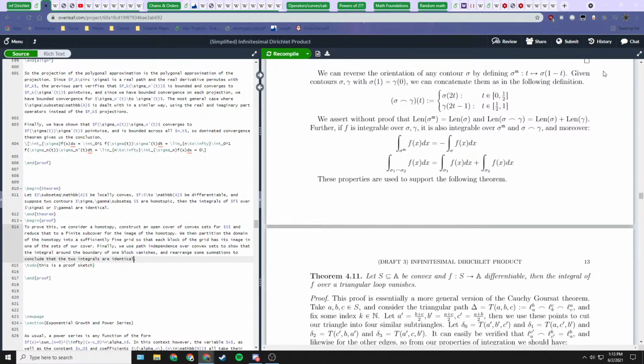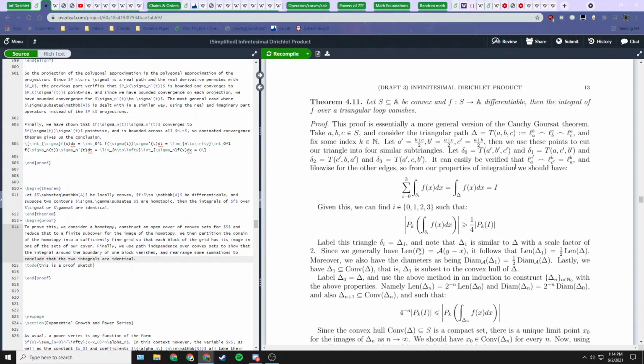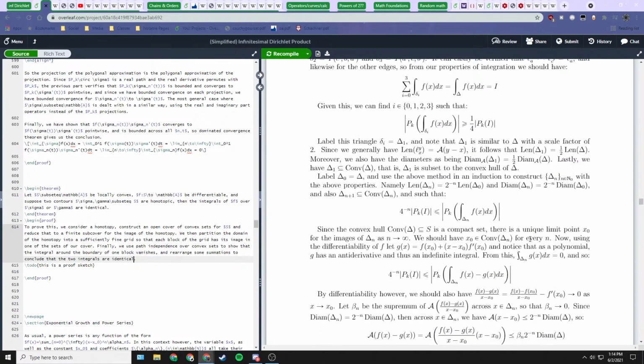We also had, so sort of our important theorems that we got through are if we have a differentiable function over a convex domain, then its integral over a triangular loop vanishes. That was the proof that we had done all through this section here.